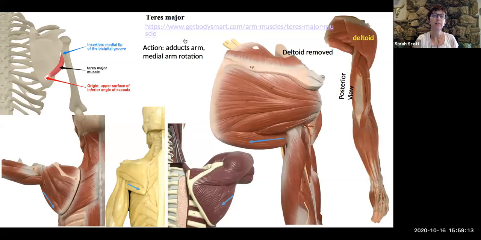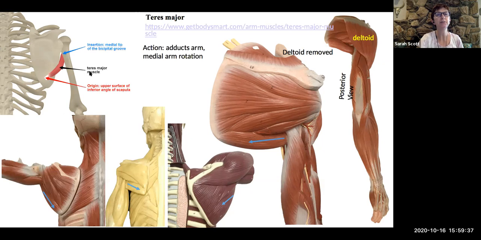Okay, and then the last muscle on these slides, I believe, is the teres major, which is right down here if we're looking from the posterior view. So it's a posterior view of a right scapula. There's the spine, supraspinatus, infraspinatus, teres minor is here, and then teres major is here.